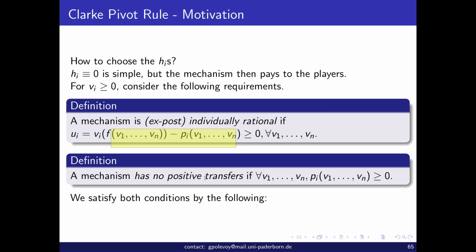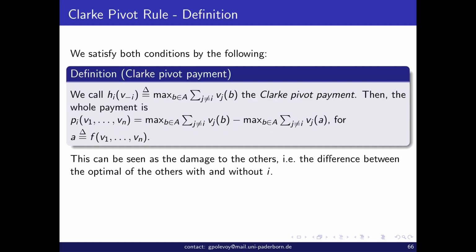And no positive transfers is also something which we require. Sometimes it doesn't happen, sometimes it does. And we satisfy both conditions by the following. There is a certain way to choose the payment, which is called the Clarke pivot payment, which satisfies both conditions. Now, the payment is the following. What H I does, given declared B minus I, is the maximum over the options of the choice which maximizes not the total social welfare, but the total social welfare of what the others experience. So everyone besides you.